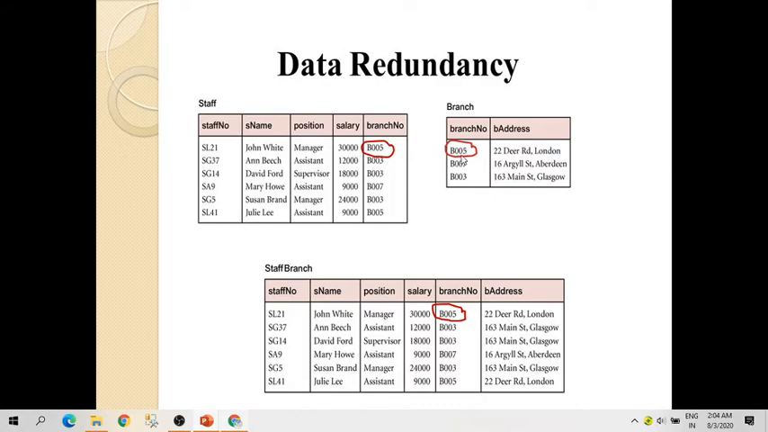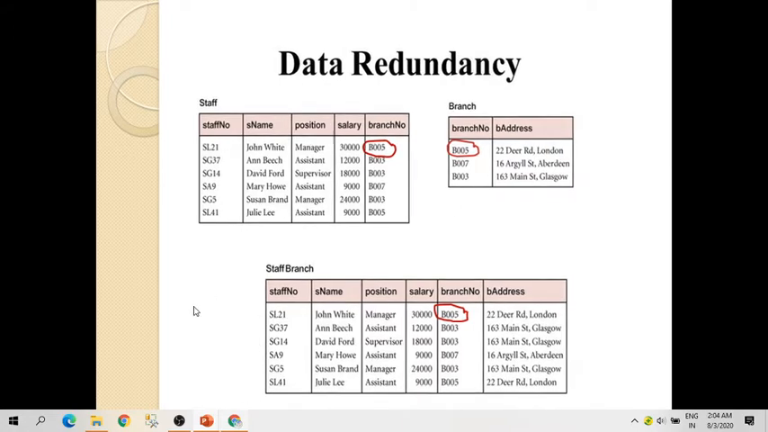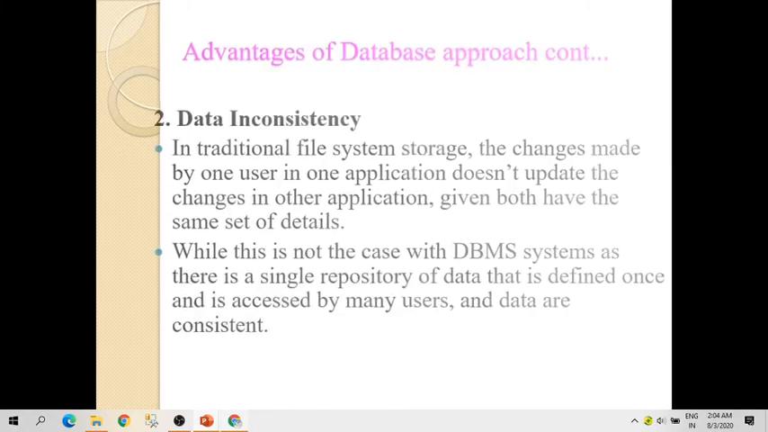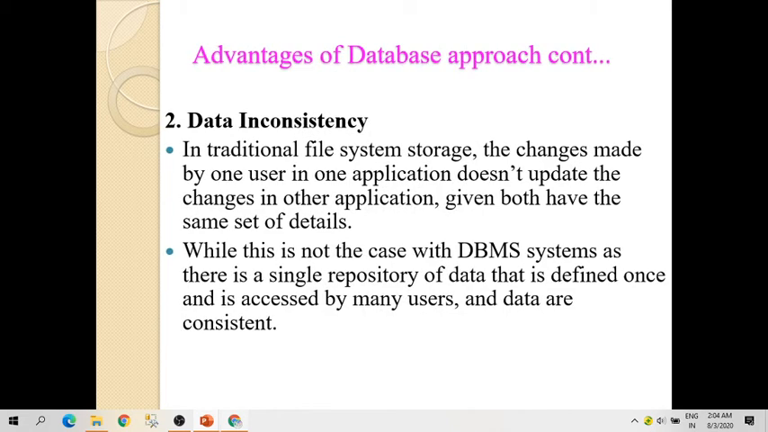Okay, so here it is showing data inconsistency, while this is not the case in DBMS, as there is a single repository of data that is defined only once and is accessed by many users, and data are consistent. This problem is eradicated in DBMS.